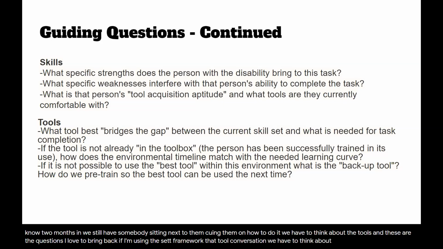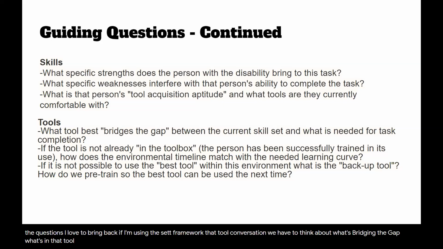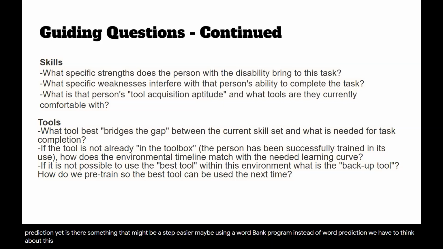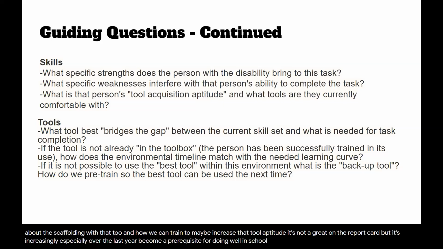We have to think about what's bridging the gap, what's in that toolbox, taking a look at the UDL, and making sure that we can train or pre-train the student. If they aren't able to use that word prediction yet, is there something that might be a step easier? Maybe using a word bank program instead of word prediction. We have to think about the scaffolding with that too, and how we can train to maybe increase that tool aptitude. It's not a grade on the report card, but it's increasingly, especially over the last year, become a prerequisite for doing well in school, is understanding the technology.